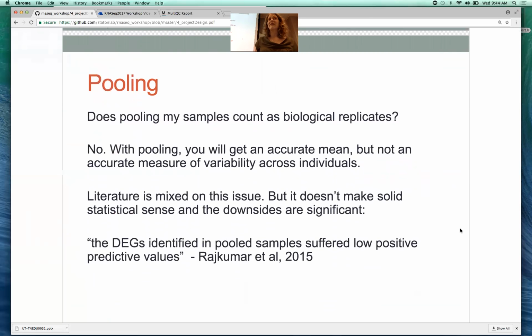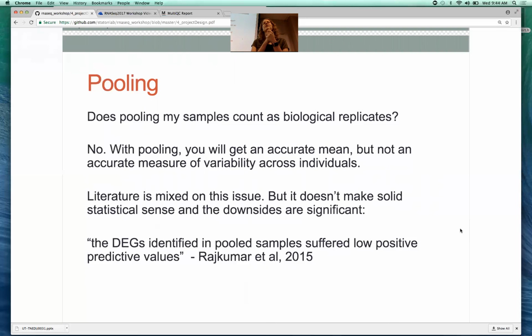The literature is very mixed on this issue. There are some good papers out there that say pooling is fine, but if you talk to any statistician, they're gonna hate pooling. Statisticians think that pooling is the worst thing ever. They're just like, why would you do that? Because the downsides are significant.